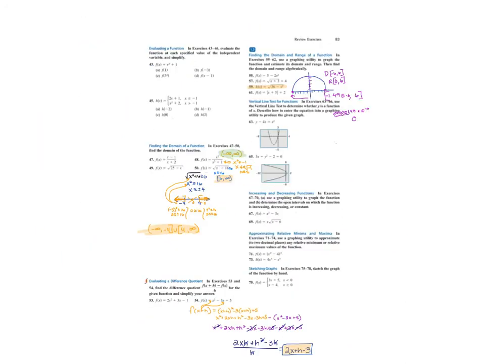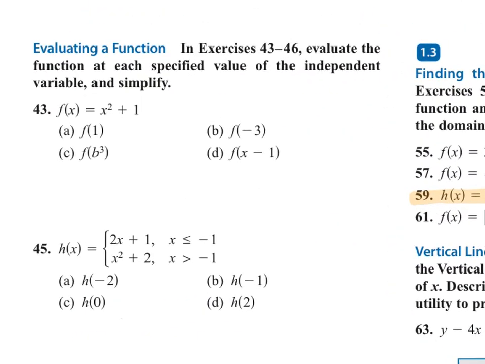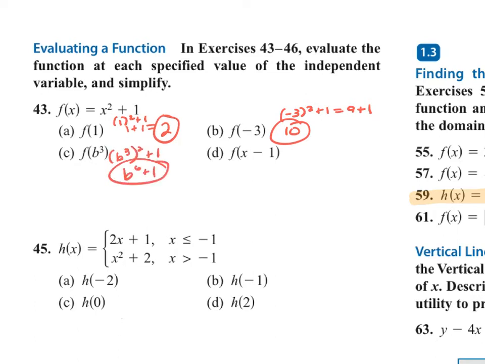Next section was evaluating the function. So this we're just going to plug them in. So if I plug in 1 squared plus 1, that's 1 plus 1, which is 2. B, negative 3 squared plus 1 is 9 plus 1, which is 10. B to the third raised to the second plus 1 would be B to the 6th plus 1. And x minus 1 squared plus 1 is x squared minus 2x plus 1, or x squared minus 2x plus 2.